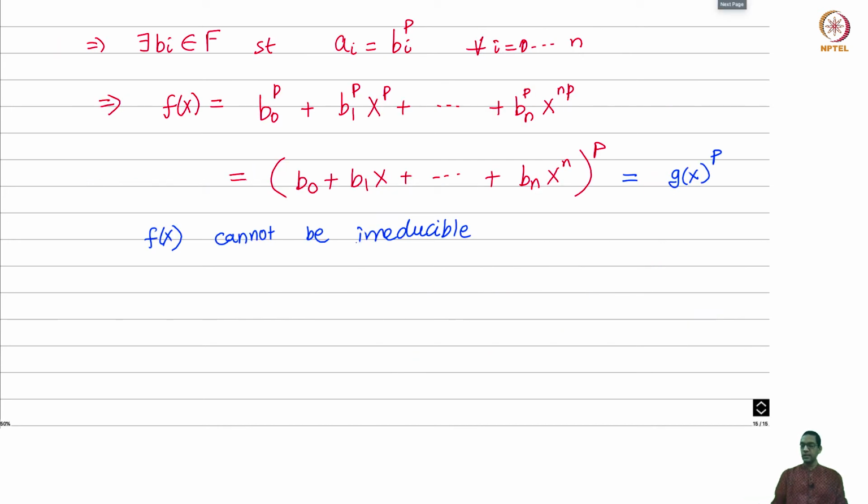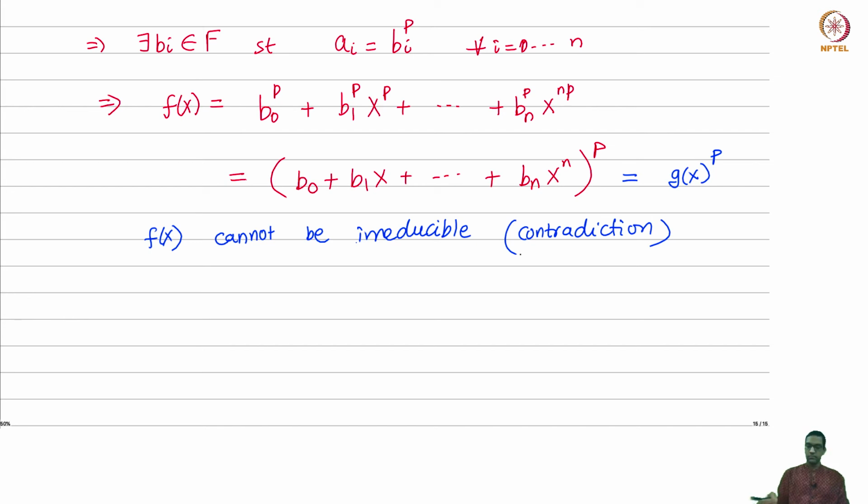So the point is, f has been shown to be a power of g, and that of course means f is not irreducible. That's a contradiction. So that proves what we wanted, which is that if I have an irreducible polynomial with coefficients in a perfect field, then that polynomial is automatically separable.